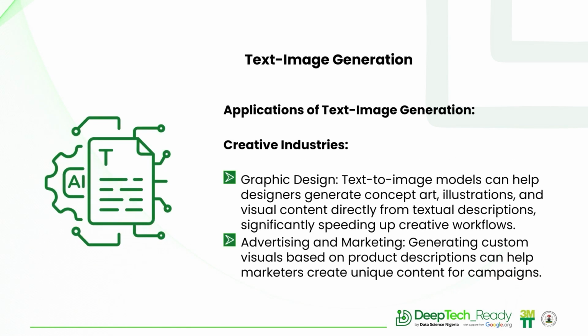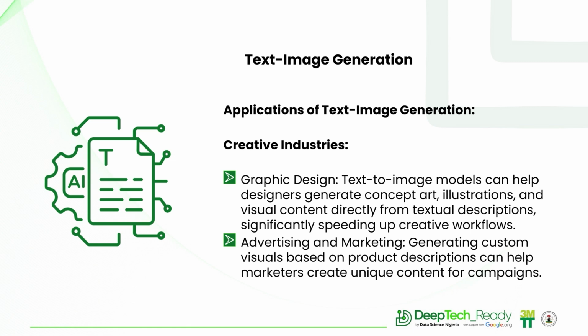So what are the different applications or where can you apply text to image generation? What are the different areas where you can actually apply text to image generation? Now, text image generation is applicable in the creative industry, and that's graphic design, for instance. So text image models can help designers generate concepts, art, illustrations, and visual content directly from textual description, significantly speeding up creative workflows.